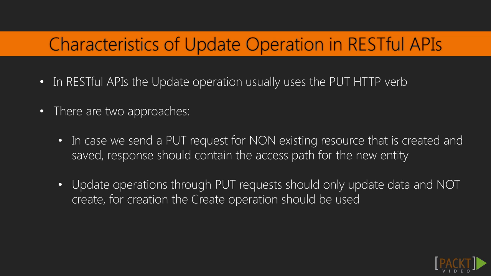The first approach is to save the data in the request body if that does not exist in the database. In the second case, the response should return an HTTP 201 code and contain the access path for the newly created entity in the HTTP headers. The second approach is more restrictive. In case we send the whole object to the API which does not exist in the database, this simply rejects it by saying there is nothing to update.